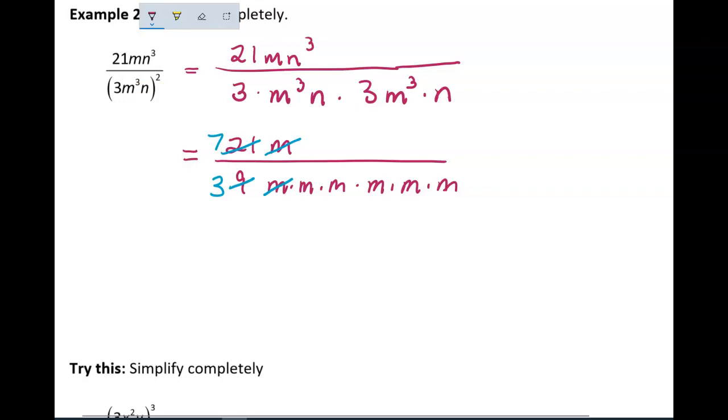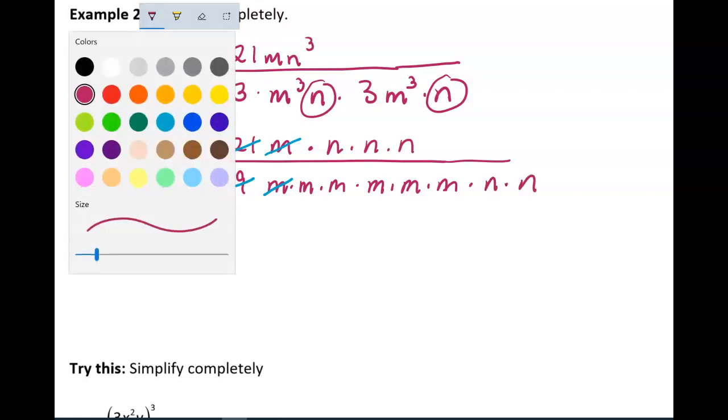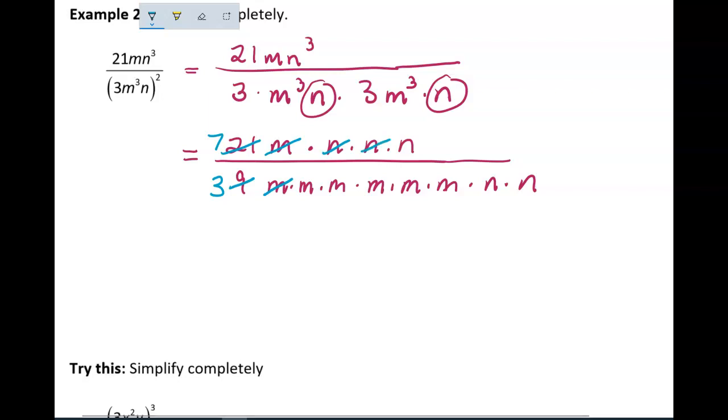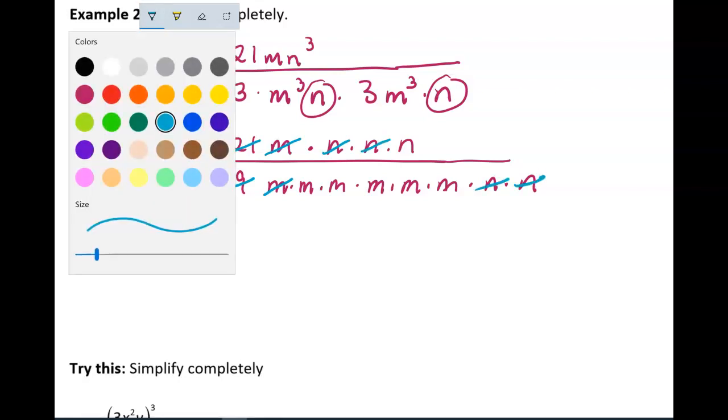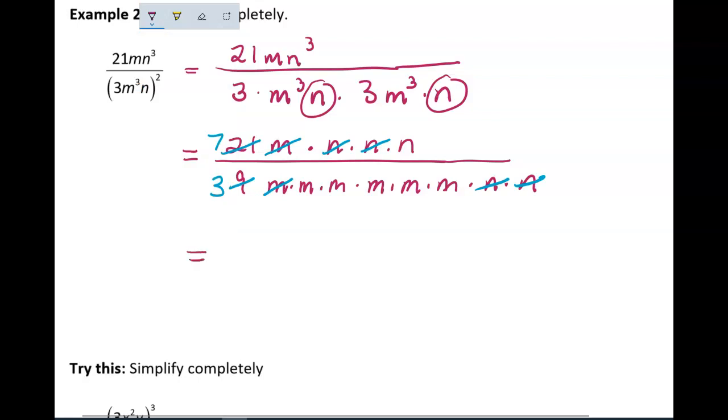And now let's move on to the n's. So in the numerator, we have n times n times n from the n cubed there. And then we've got 2 more factors of n for the denominator. So when we cancel common factors, we can cancel 2. That's going to leave us with 1n in the numerator. So we have 7n in the numerator, and in the denominator 3, and then m to the 5th power.